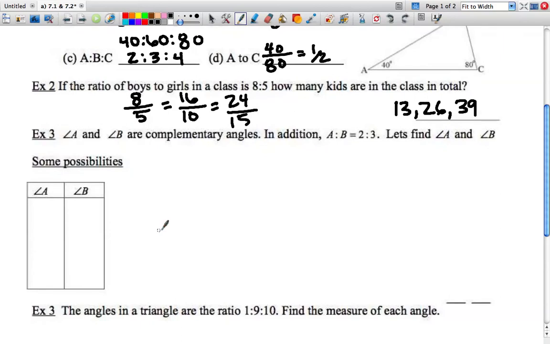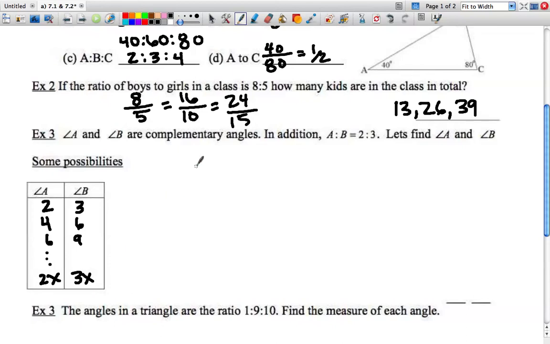Example 3. A and B are complementary angles. In addition, the ratio of A to B is 2 to 3. Let's find angle A and angle B. Well, here's a table to get us started. So if we know the ratio is 2 to 3, we can write down what if angle A was 2, angle B would be 3. We could also have this be 4 and 6, 6 and 9, and so on. And so if you think of this as being twice something, this one would have to be 3 times that thing to have the ratio be the same. I don't know if that's helpful.